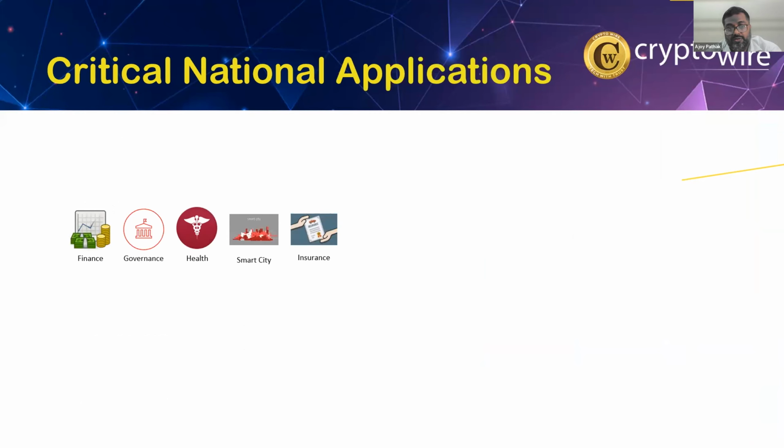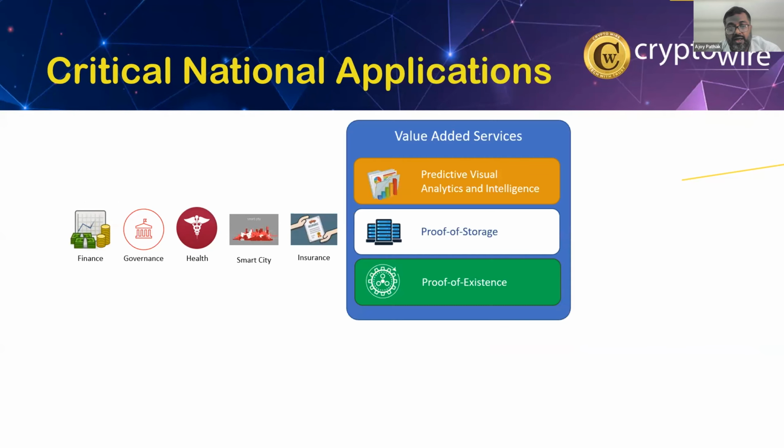So when we talk about some of the critical national applications like finance, governance, health, smart city, insurance, etc., basically along with these services, there are going to be some value-added services in the national blockchain framework, जहाँ पर सबसे पहले आता है predictive visual analytics and intelligence. Obviously, जब हम लोग data share कर रहे हैं, it is on a shared platform. कोई भी information silo नहीं है, it's a transparent ledger.